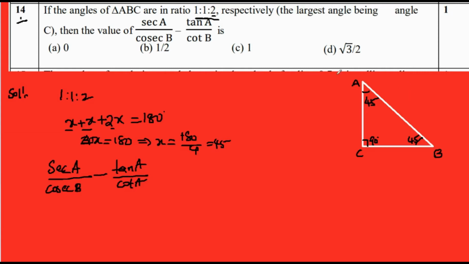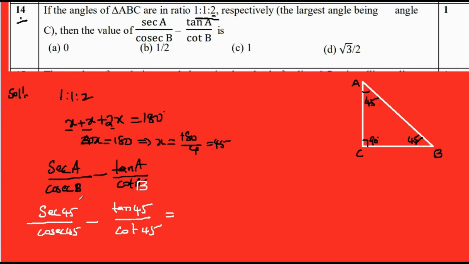Secant A is nothing but secant 45 divided by cosecant B. As the angle B is also 45, we will write cosecant 45 minus tan A. Tan angle A is 45, so tan 45 by cot 45. So this is cot B.